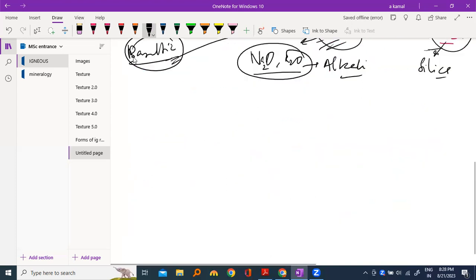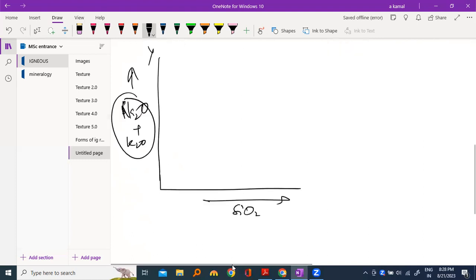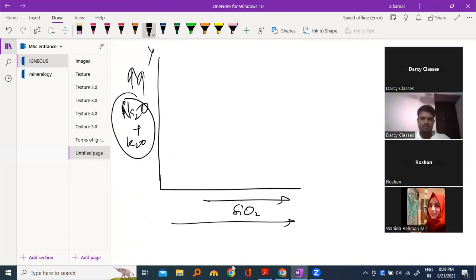So I will try to construct this chart, this two-axis graphical diagram, in which this y-axis represents alkalis, Na2O plus K2O, and in this direction it increases, and this axis represents silica percentage. So with increasing silica and increasing alkalis, we will try to classify different volcanic igneous rocks.